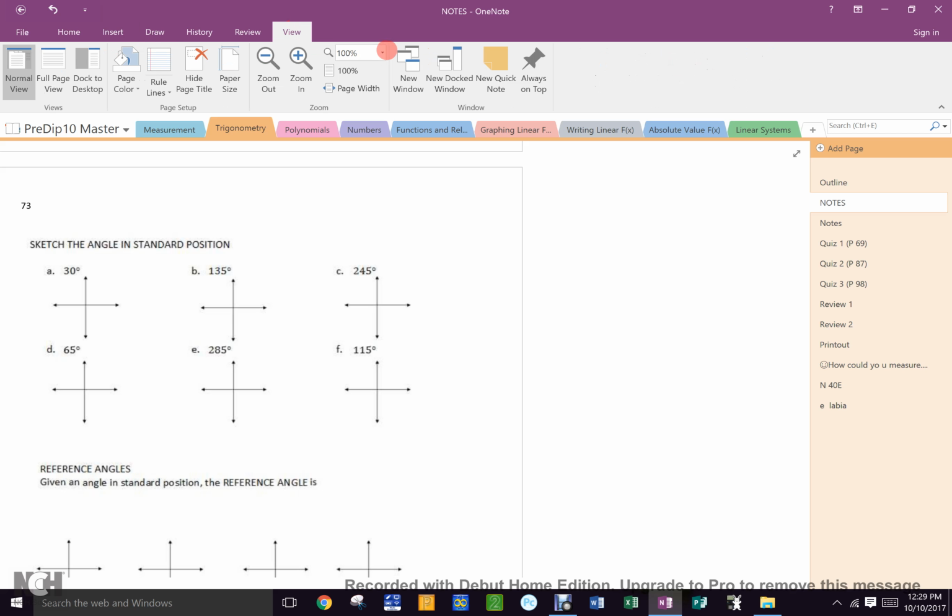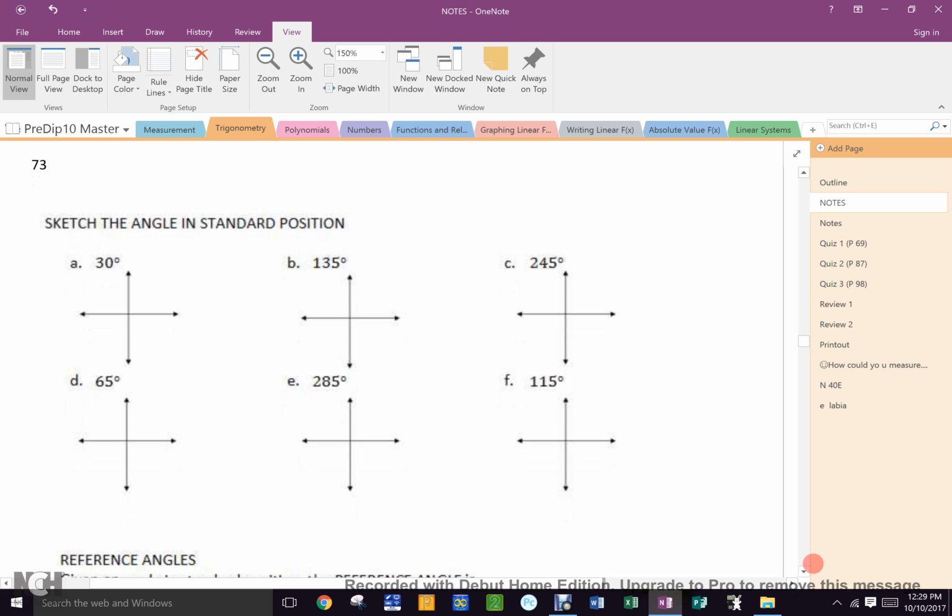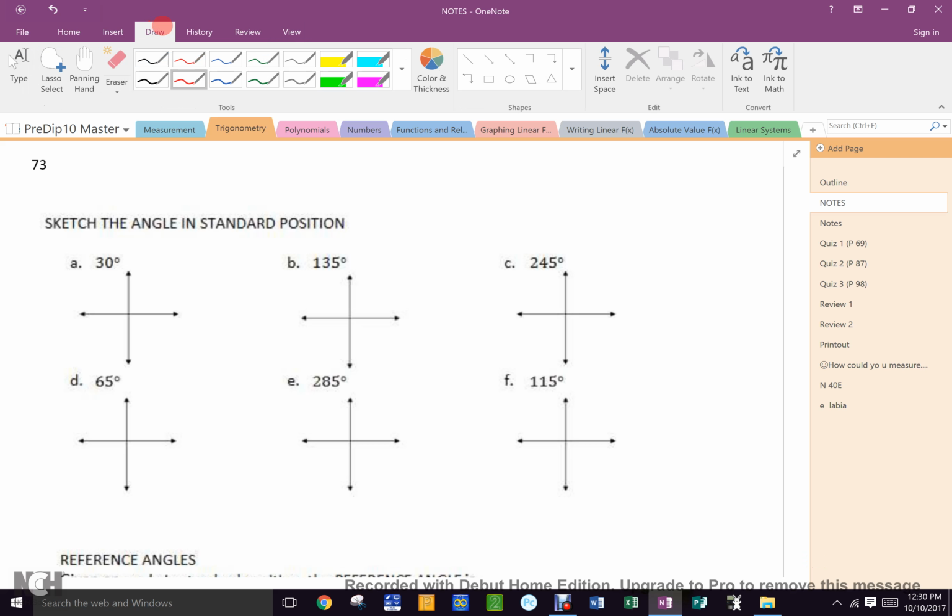All right, so you are moving on to page 73. I'm going to do the first two, then you are going to take over. Is 30 positive or negative? Positive, which means I start on what axis? The x-axis. And I go which way? Counterclockwise. And I go 30. What quadrant would that be? Quadrant 1. There is the initial arm. There is the terminal arm. Everybody cool? Great. Let's do the next one.